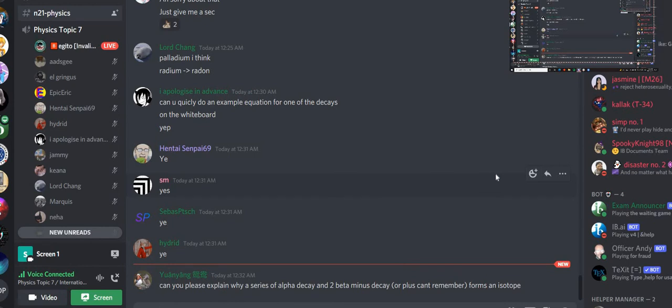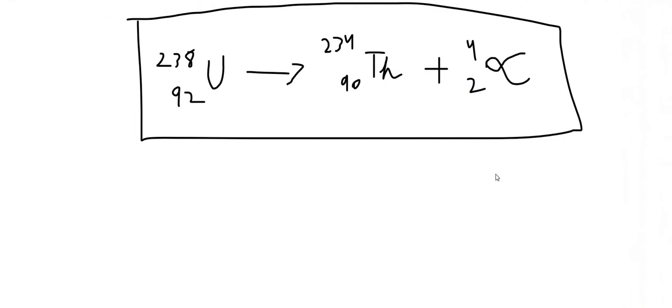Why does a series of alpha decay and 2 beta minus decay or beta plus form an isotope? Okay, yeah, I believe it is 2 beta minus. So let's just continue with this, okay? So we have thorium-234, right?